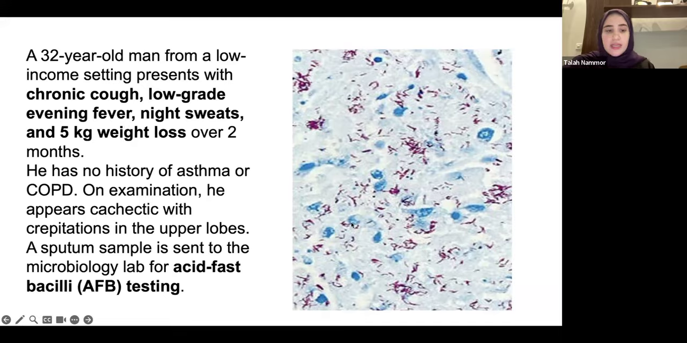What is the stain used in here? Acid-fast stain. Ziehl-Neelsen stain. Okay? Okay. What is this basically? Do we see anything in the Ziehl-Neelsen stain? Yeah, we see basically TB. طيب.